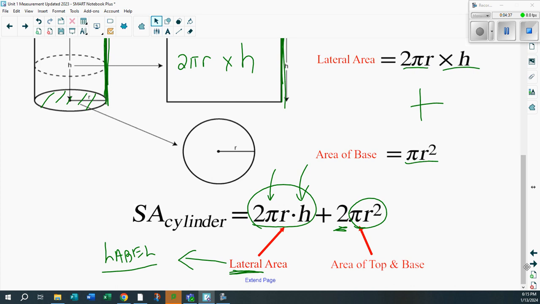All right, in the next podcast, I'm going to show you how to use this formula. Now that you've developed it, it's easy, isn't it?